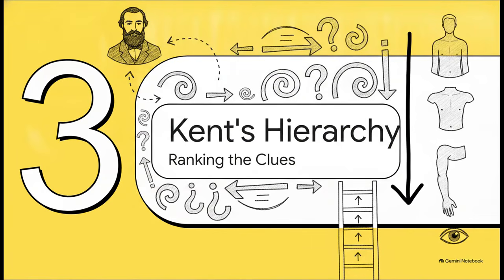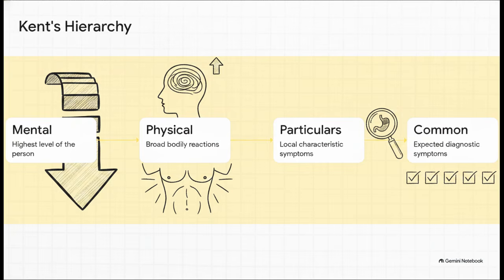Building right off of Hahnemann, we arrive at section 3, Kent's hierarchy of symptoms. James Tyler Kent brought in a framework to actually rank our clues by importance, moving from the whole person all the way down to the local part. Let's walk down this hierarchy together. Kent basically organized symptoms into 4 strict levels: mental generals, physical generals, characteristic particulars, and common symptoms.